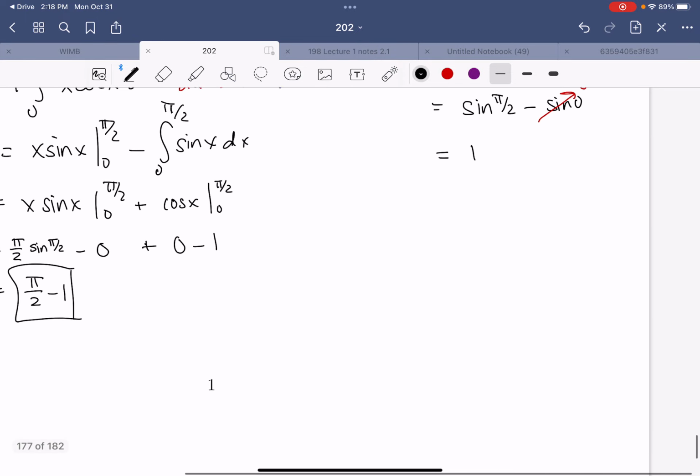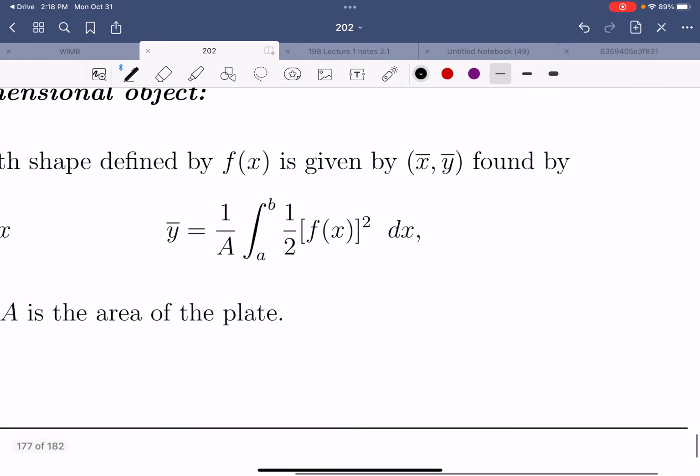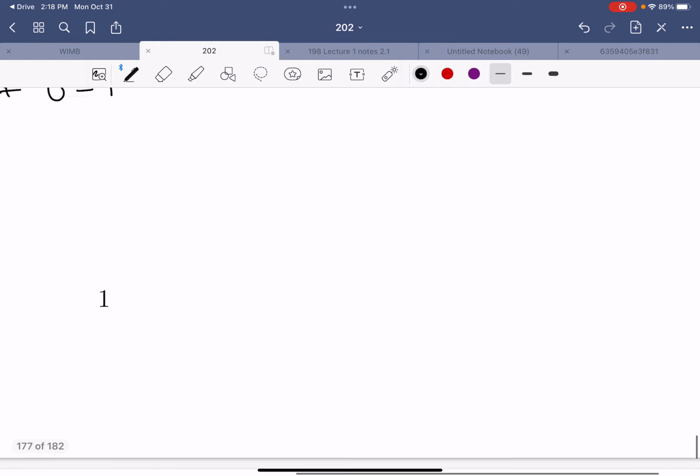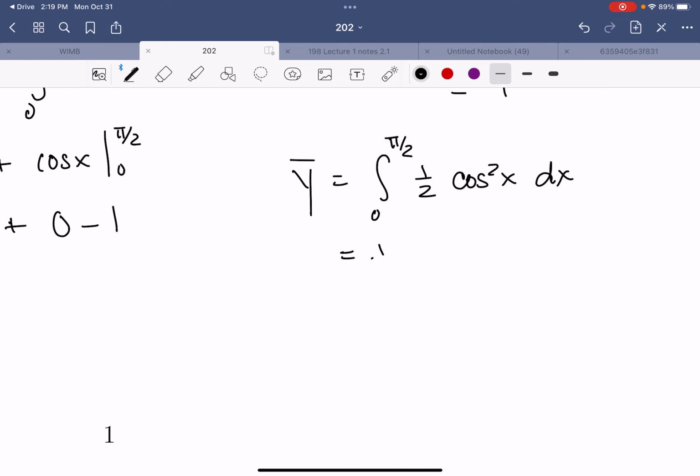Then to find y bar, let me go over here to the side. Your formula for y bar is 1 over the area, times the integral from a to b of 1/2 f of x squared. So our area is 1, so we just have the integral from 0 to pi over 2 of 1/2 times cosine squared. And in this case, we're going to have the 1/2. We know that with even powers, we're going to use our double angle formulas. So this is 1 plus cosine of 2x all over 2 dx.